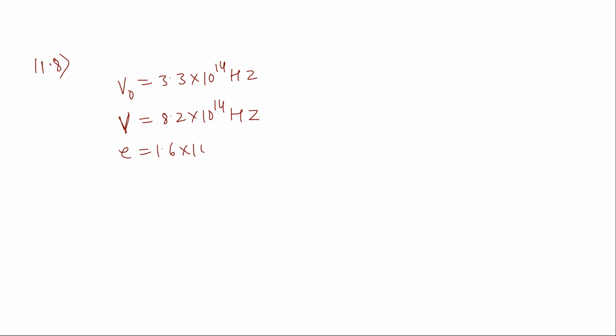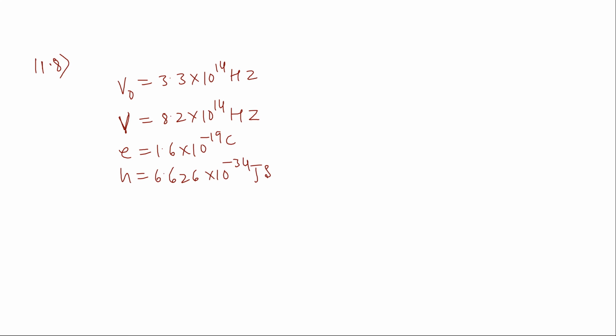What have they asked? First, they have given the threshold frequency of the metal, taking it as nu naught, that is 3.3 into 10 to the power of 14 hertz. Frequency of the light incident on the metal, nu, is 8.2 into 10 to the power of 14 hertz. Charge of the electron E is equal to 1.6 into 10 to the power of minus 19 coulomb. Planck's constant h is 6.626 into 10 to the power of minus 34 joule second. We have to find the cutoff voltage V0.